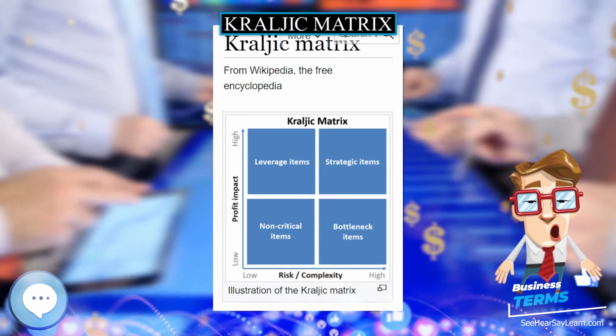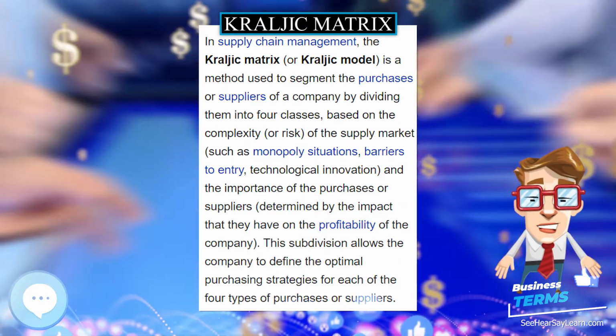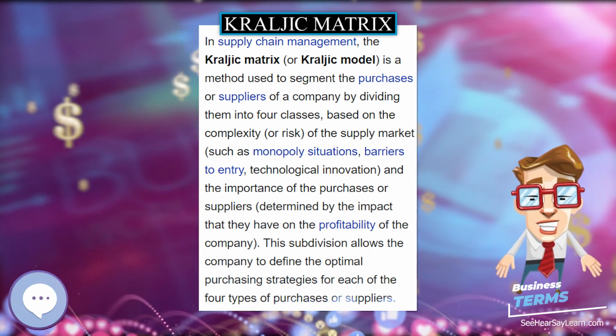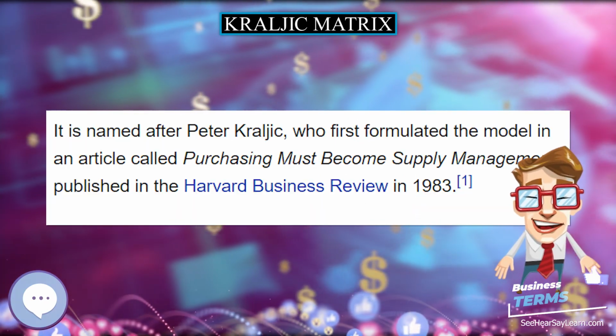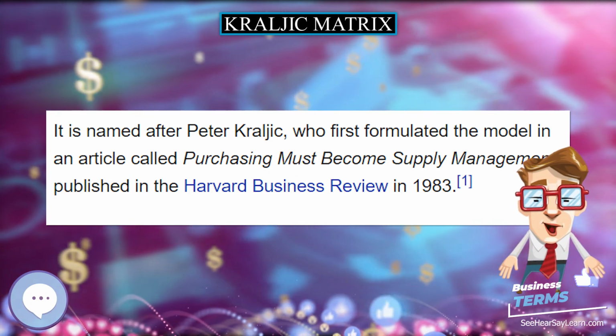In its original form, Kraljic's matrix is used for the mapping of purchases, not suppliers. However, the matrix works equally well to distinguish different categories of suppliers.